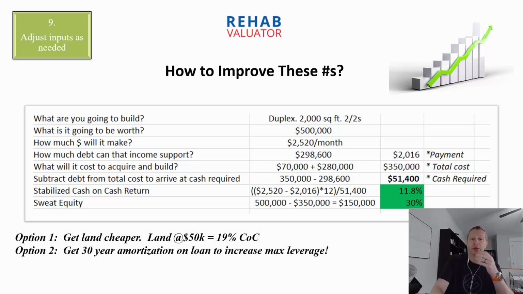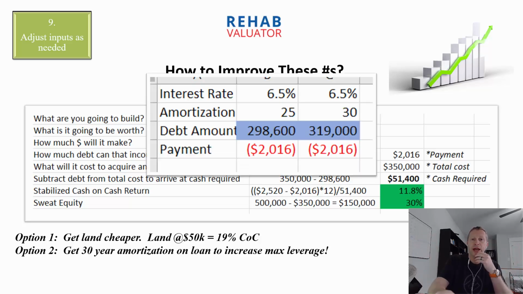But you can also go and ask for 30-year amortization on your loan to then be able to borrow even more money rather than 25-year amortization. Look what happens to your leverage when you go on the same rate from 25-year amortization to 30-year amortization. You increase your leverage by almost $20,000.